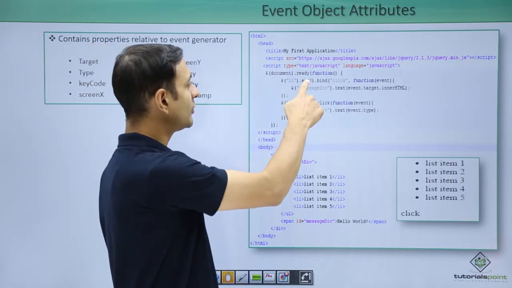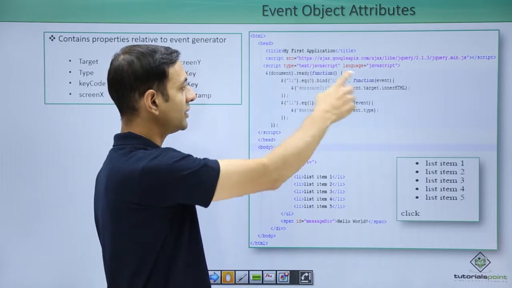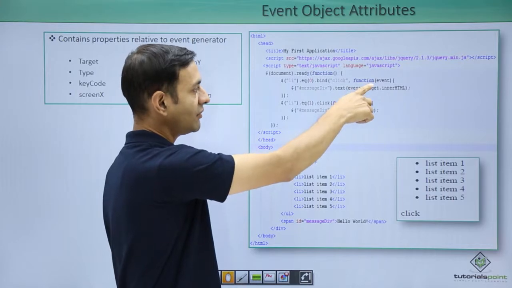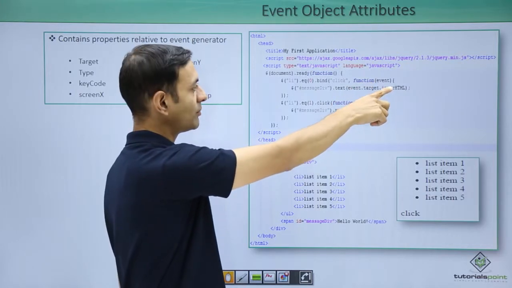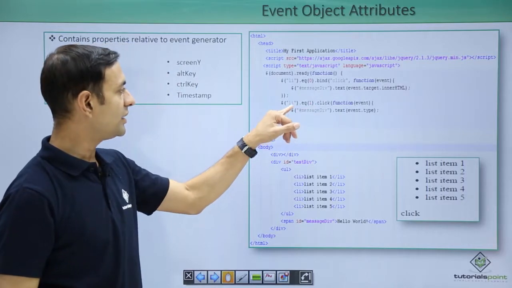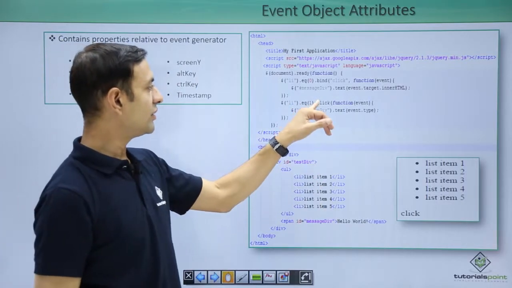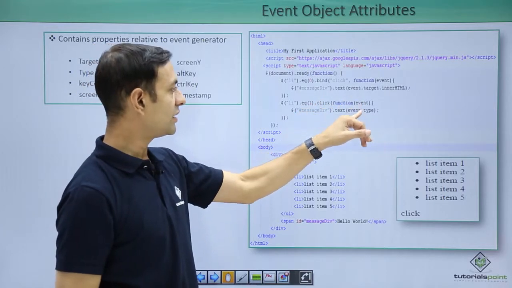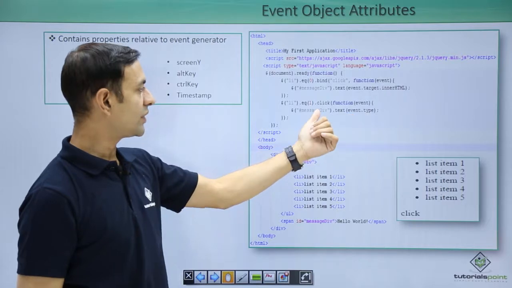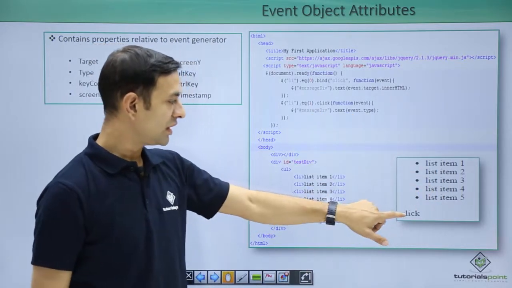In the case of li equals 0, bind click. When the click event occurs on li, simply get the text of li using event.target.innerHTML and put it in message.text. In another example, li.eq(1), that means the second li, when li is clicked, get the type of event. So we are setting the type of event in the message div. You can see the output. When I click on list item 2, it shows click.